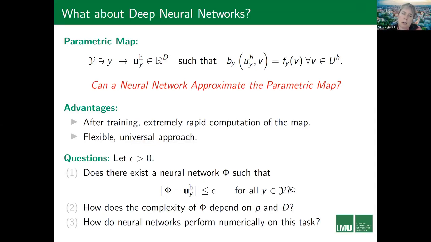And so the first question I want to ask is, does there exist a neural network at all which approximates this? So this would be phi from y. This is a question in the area of expressivity. And then, how does the complexity of phi depend on p and capital D? What we certainly do not want is that it depends exponentially on it. So this is testing theoretically whether the neural network is able to beat the curse of dimensionality. So this is an existence result.